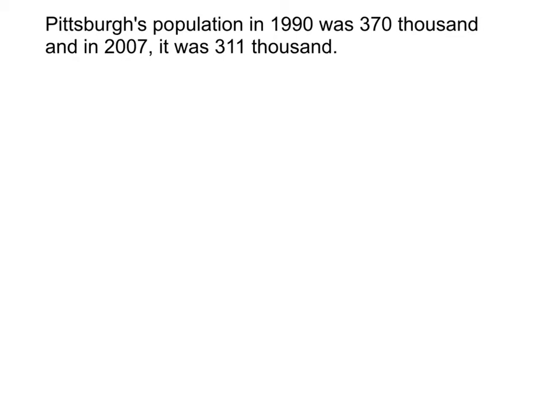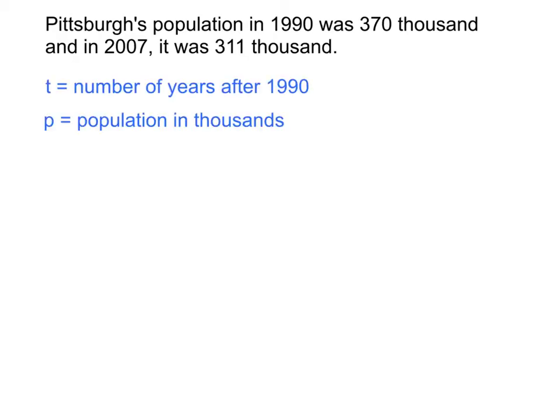Pittsburgh's population in 1990 was 370,000 people, and in 2007 it was 311,000 people. Now let's start by defining our variables. We'll let the independent variable be t, and that's the number of years after 1990. And the dependent variable will be p, representing Pittsburgh's population measured in thousands.